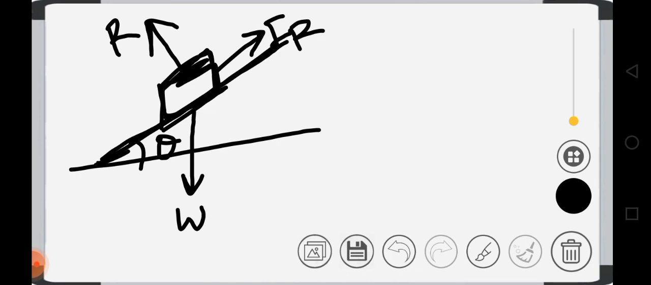So take note of this. If you have something like this, the weight here, this reaction here is also perpendicular to this plane, something like this. It's coming this way.